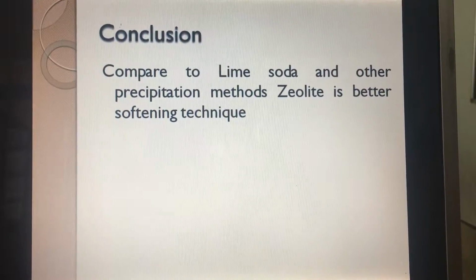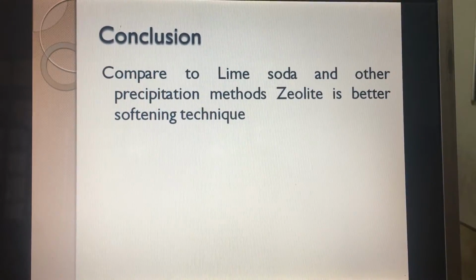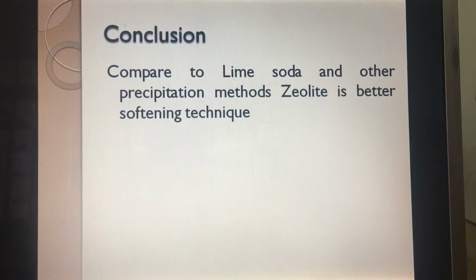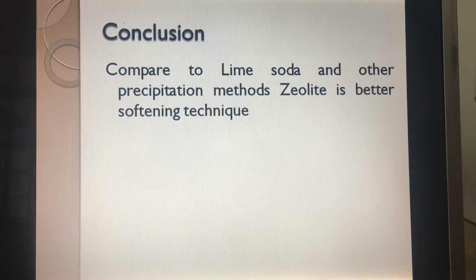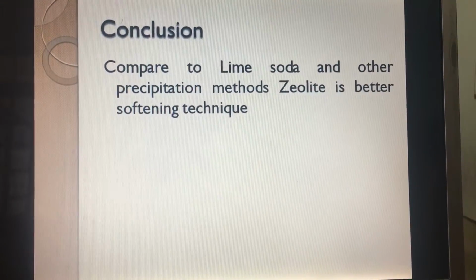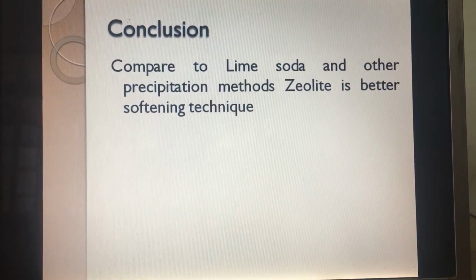So in conclusion, based on this session you have to read it completely and prepare for the assignments in the next class.